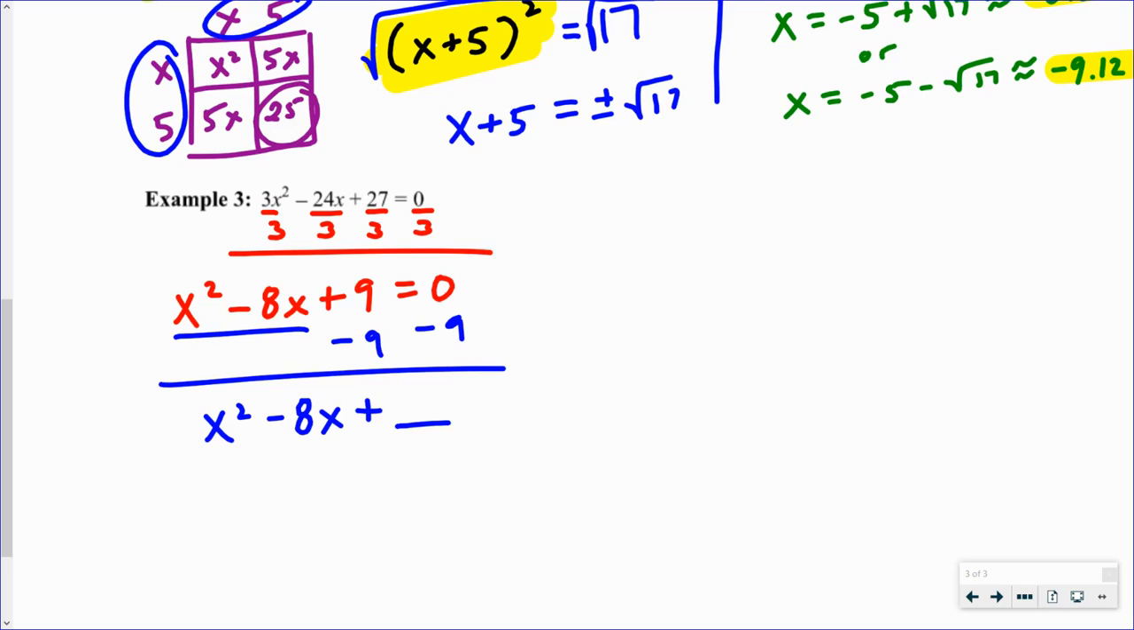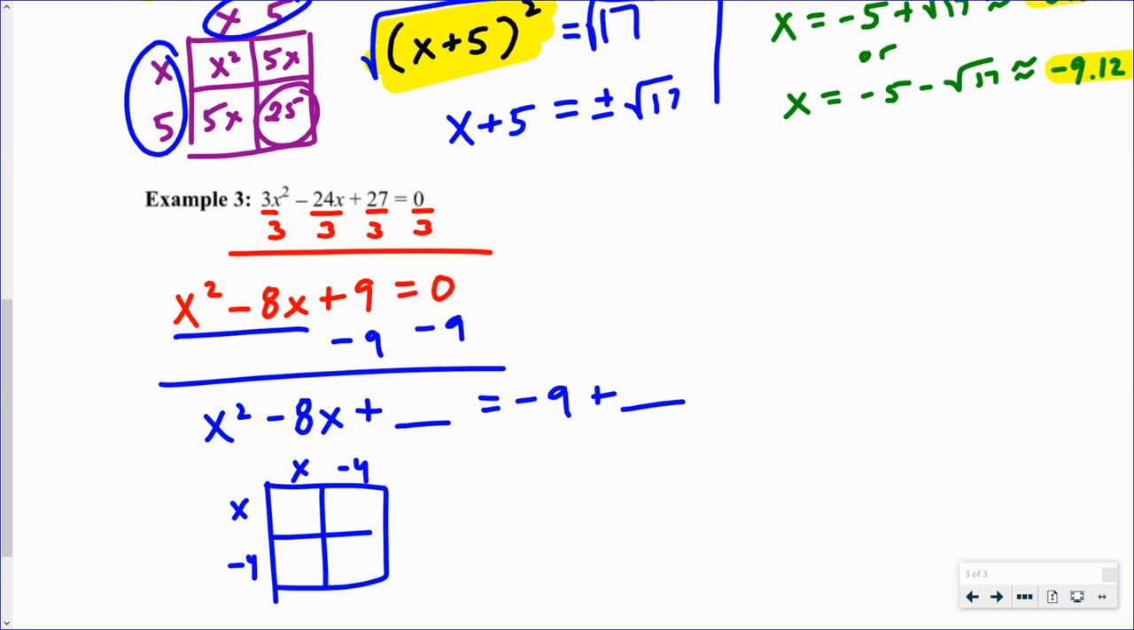Now I'm adding in a number that's going to complete the square, or make the left-hand side a perfect square trinomial. And I have to add that same number to both sides to keep the balance in the equation. So let's go ahead and do that. We have x and x, and then -8 divided by 2 is -4. So we get x squared minus 4x minus 4x, and we get 16. So it looks like we're adding 16 to both sides.